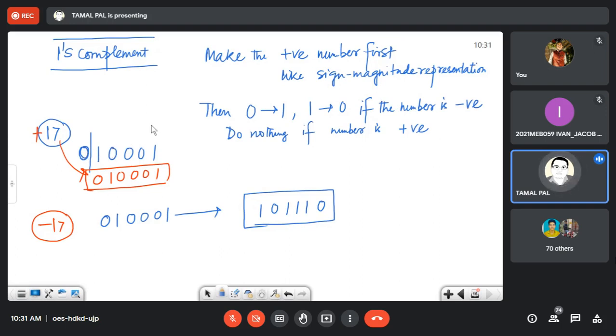bit. Sign bit means, here I haven't discussed what a bit is. I should have: the binary digits are known as bits. And 8 bits equal 1 byte. You know it, because sometimes I use these terms, bit and byte. So binary digits are nothing but bits.